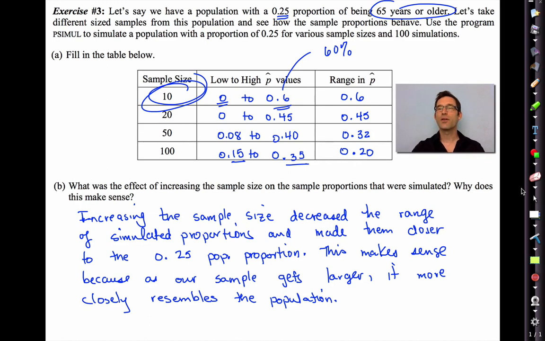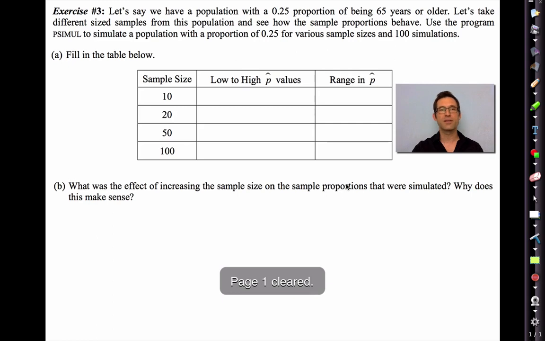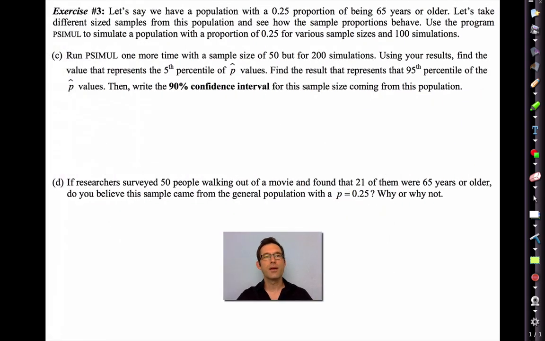All right, well, I'm going to clear this out, and then let's keep going. All right, exercise 3 continues to be the same one. Letter C says, run P simulation one more time with a sample size of 50, but for 200 simulations. Using your results, find the value that represents the 5th percentile of p-hat values. Find the result that represents the 95th percentile of p-hat values. Then write the 90% confidence interval for this sample size coming from this population.